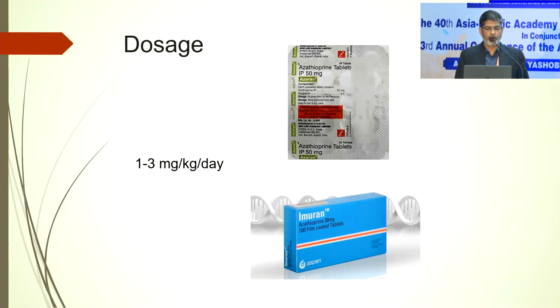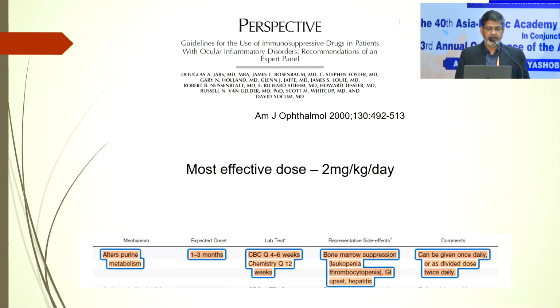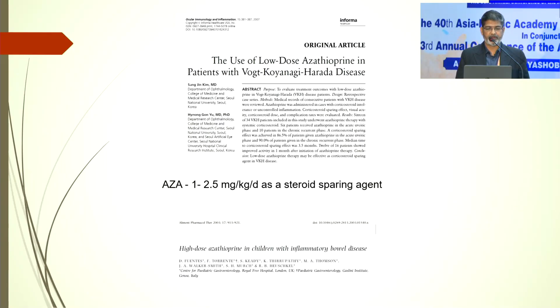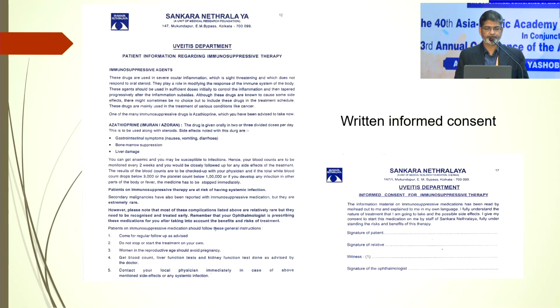The dosage being around 1 to 3 milligrams per kg per day, the most effective dose being 2 milligrams per kg per day, and the expected duration of onset is around 1 to 3 months. It has also been used in lower doses as a steroid-sparing agent in VKH. So in this modern day of medical litigation, it is of utmost importance to take a written informed consent, and this is one of the consents which we have at our center.